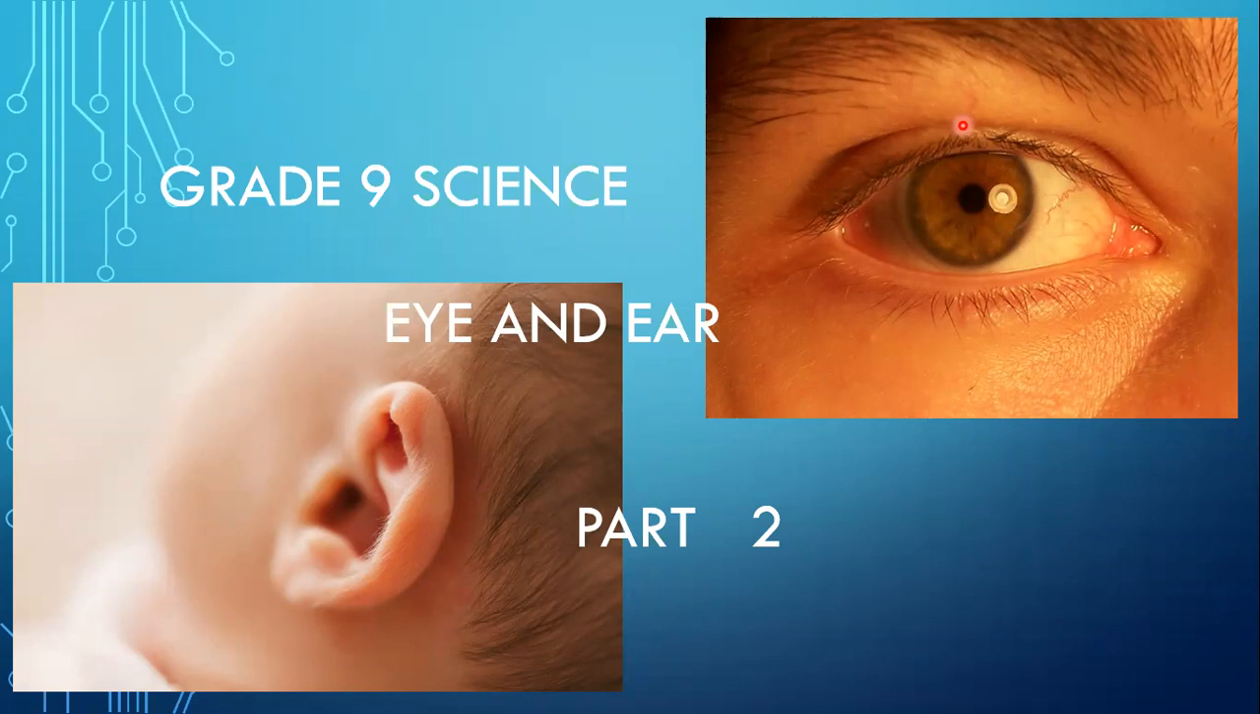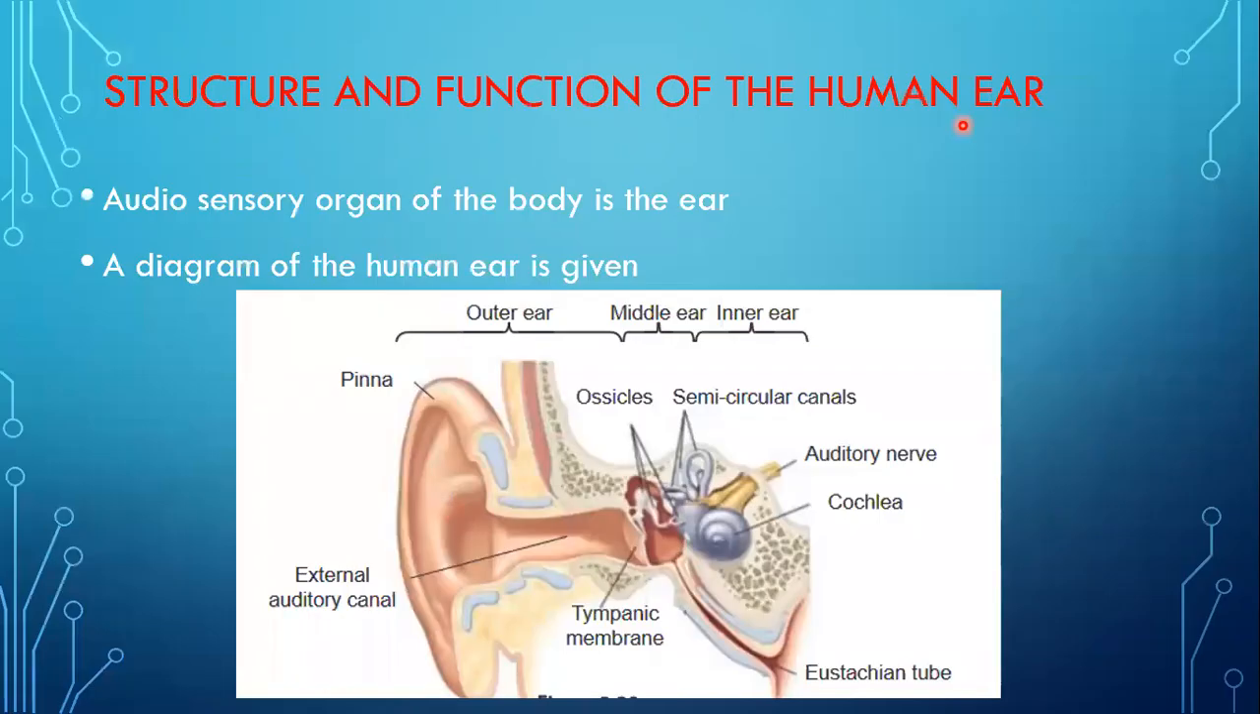Today we are going to do grade 9 science, eye and ear, part 2. Structure and function of the human ear. The audiosensory organ of the body is the ear. A diagram of the human ear is given below. There are three main parts in the human ear: outer ear, middle ear, and inner ear.